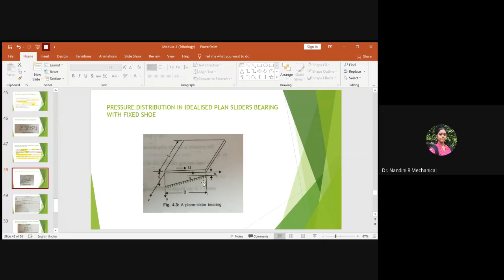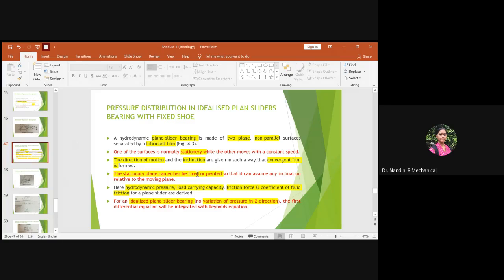And due to this inclination, the film thickness that we get is in the form of a converged film. It is converging at a particular point here, right? And hence we form a convergent film. So the direction, the structure and the motion of the velocity will yield a convergent film.